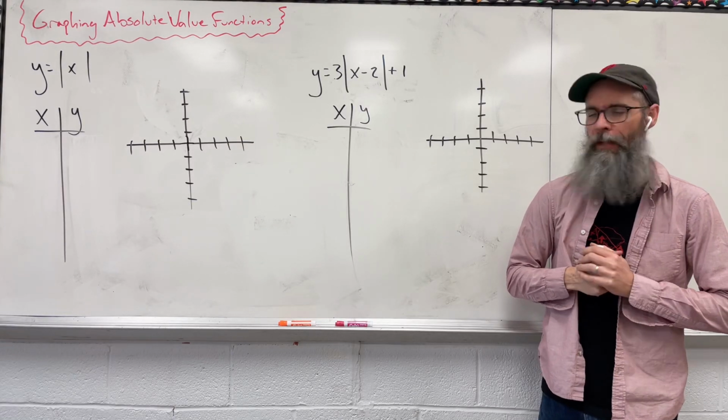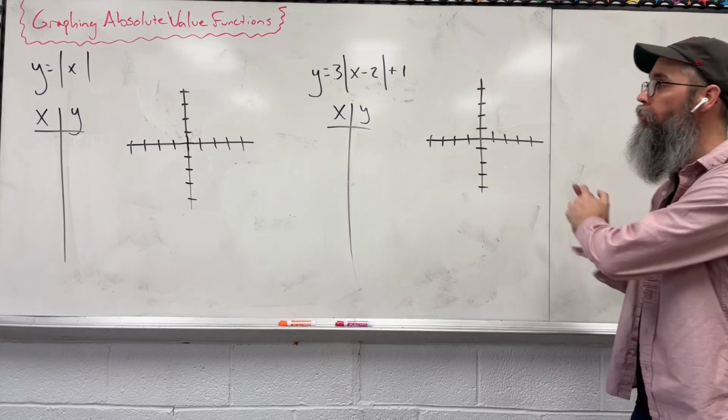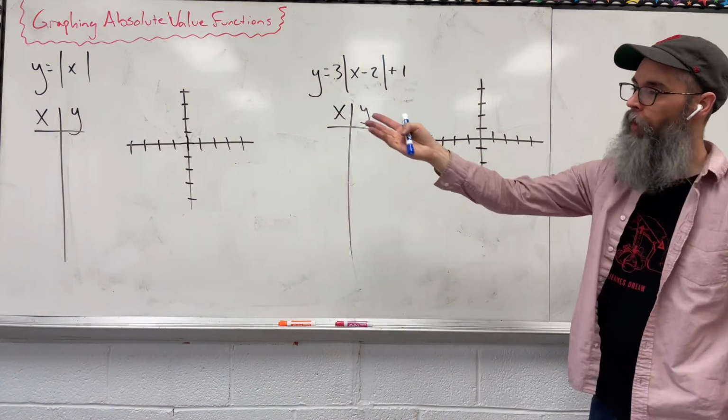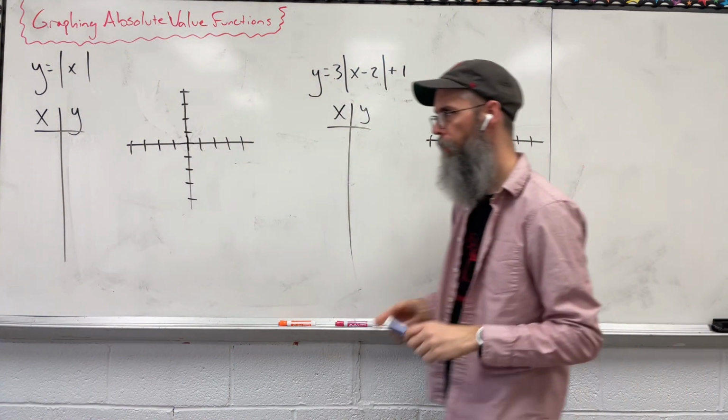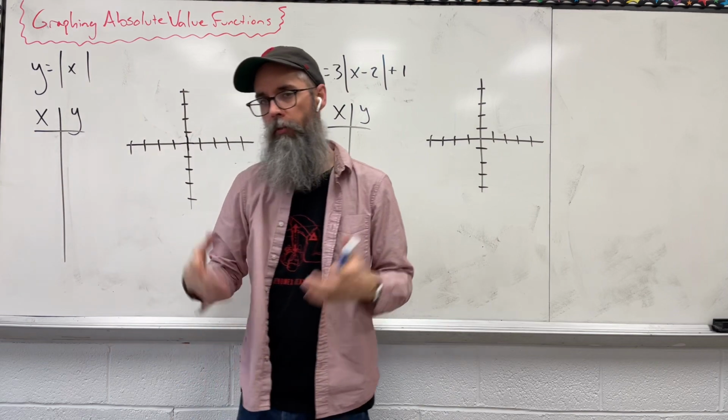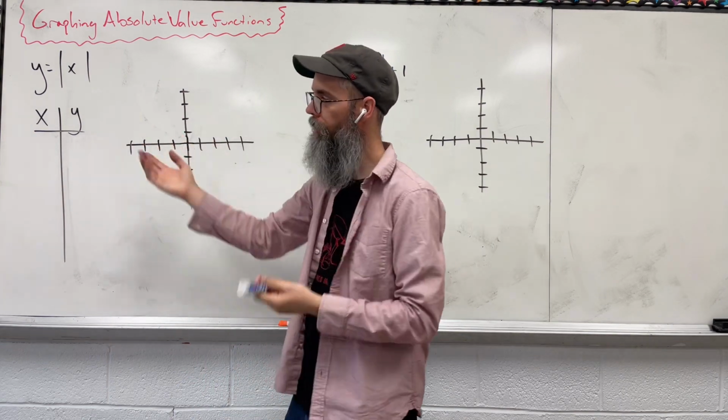Hi, today we're going to look at graphing an absolute value function. Two of them here, small one, big one. They're both related to each other. So when you see the absolute value, it's going to give us a specific kind of graph. It's going to look like a V. Let's see how we get there.